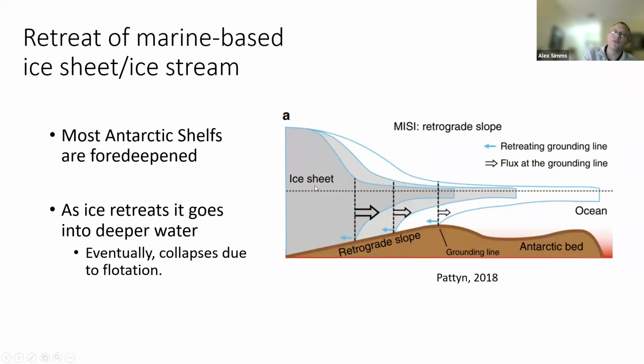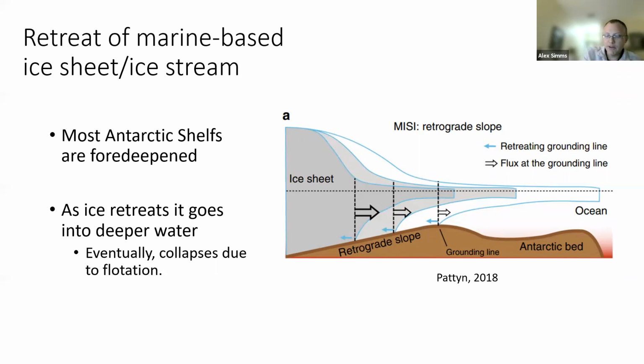It actually floats. And at the end of the last ice age, this appears to have been a mechanism by which many of the ice streams rapidly retreated. And we had a collapse of these ice streams. And that led to big increases in the rate of sea level rise during the deglaciation 20,000 years ago to about 10,000 years ago.